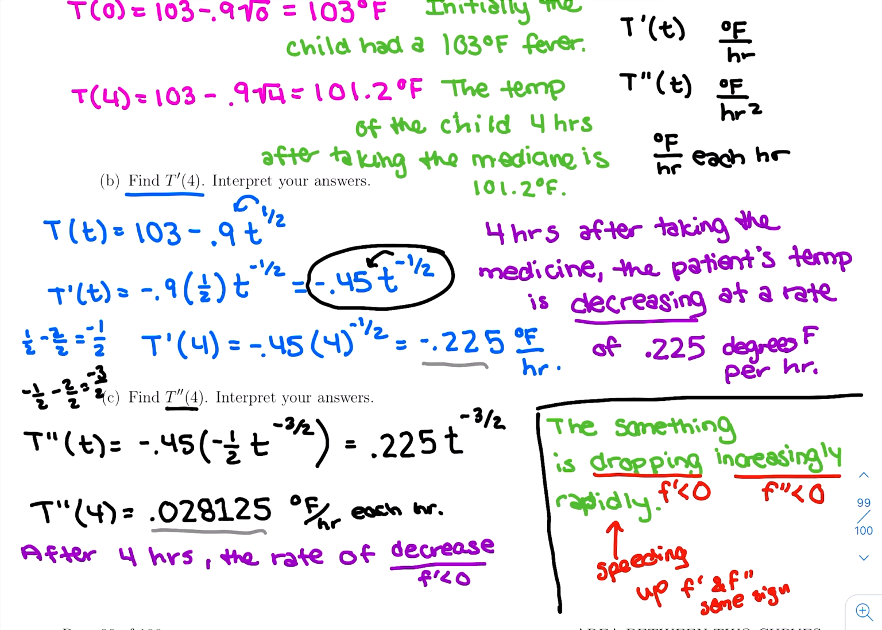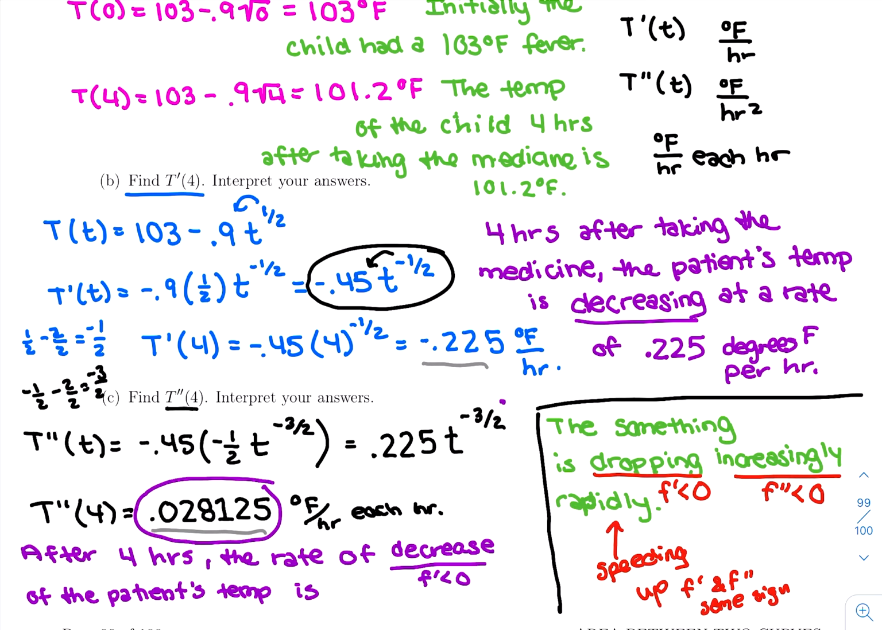F prime was less than 0. The rate of decrease of the patient's temp is doing what? If we say it's decreasing, that means their signs match and it's speeding up. But if we say it's increasing, that means their signs don't match and it's slowing down. So which one's the truth? Well, let's look at the sign of the second derivative. The second derivative is positive and the signs don't match.